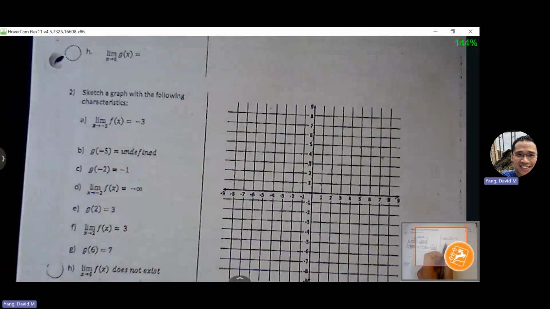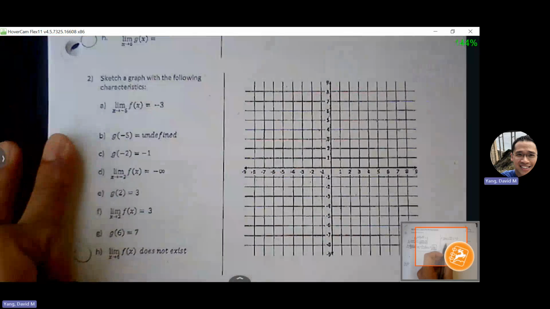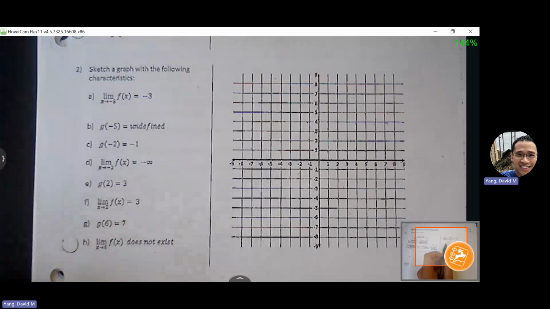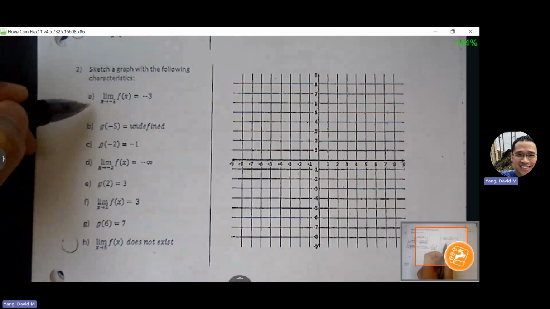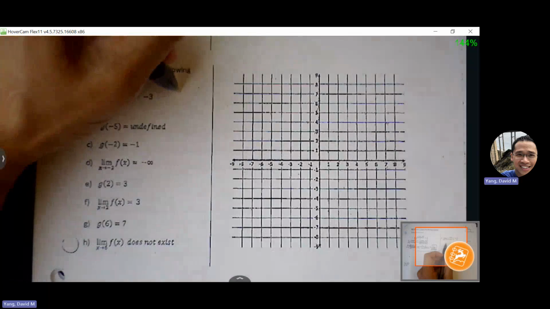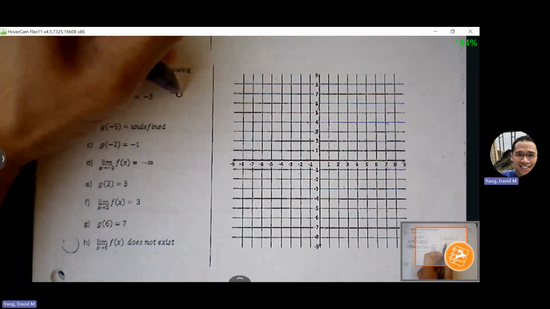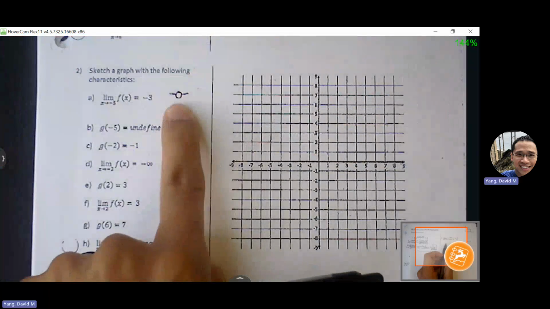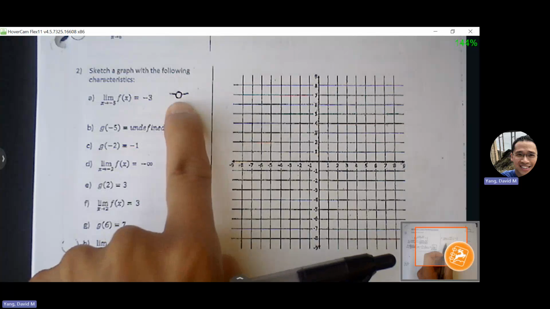Now, sketching your graph, let me remind us of a couple of things that can be useful as you're creating your graph. If ever a limit exists, go ahead and find out where that ordered pair is, put a hole where that ordered pair is, and then just extend slightly from both sides. It's the safest way to do it, I think.